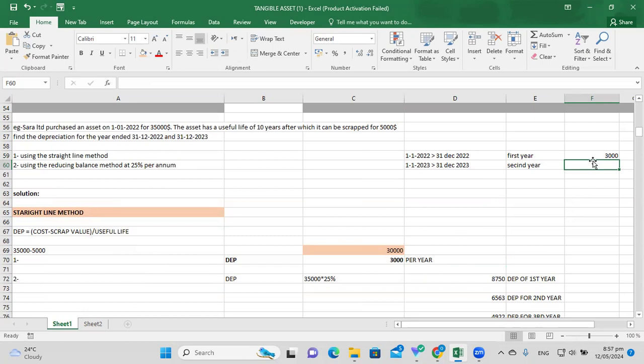So for the second year, 1 January 2023 to 31 December 2023, our depreciation will remain the same, 3000. So our answer is 3000 depreciation per year. That's how we find the depreciation using the straight line method.